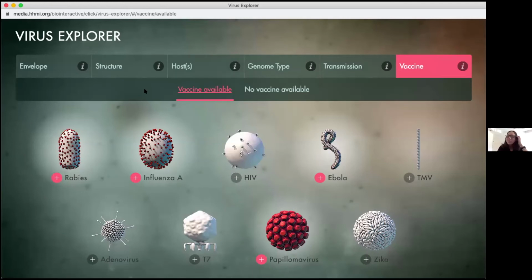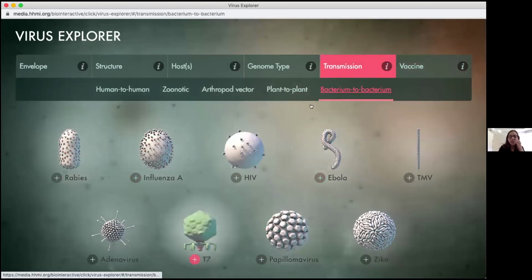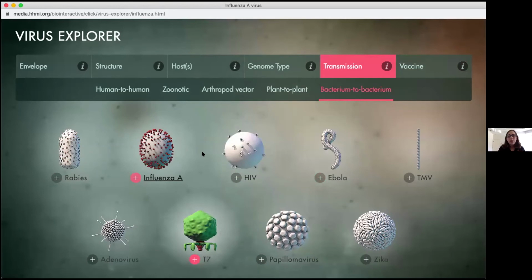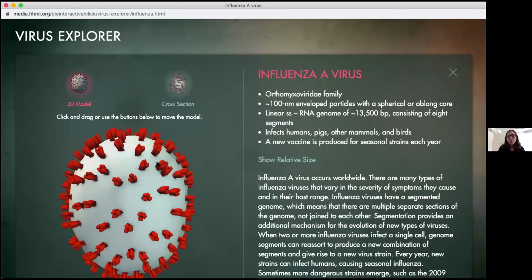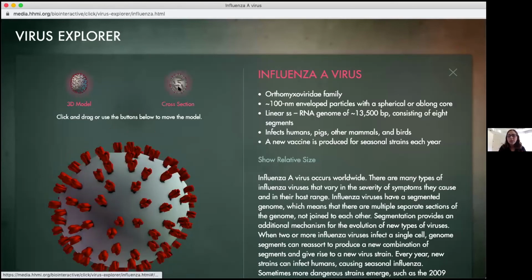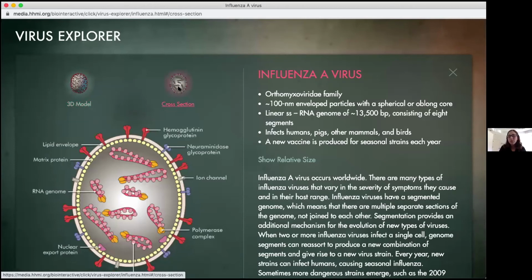Okay, so I have had students create just amazing, fantastic lessons using this Virus Explorer that really allow them to delve deep into different topics when it comes to immunology. So this is another one of my favorites.